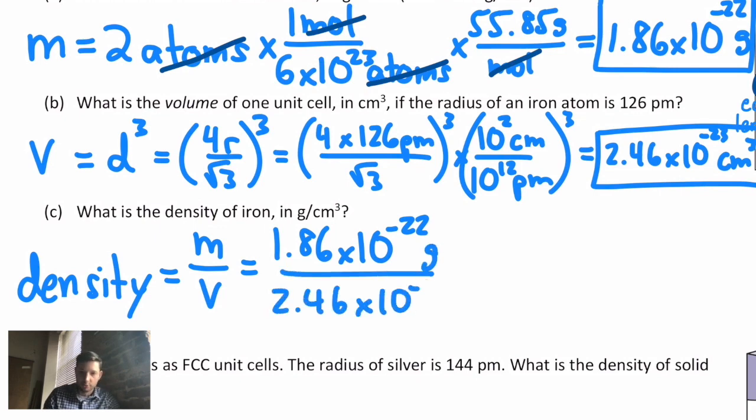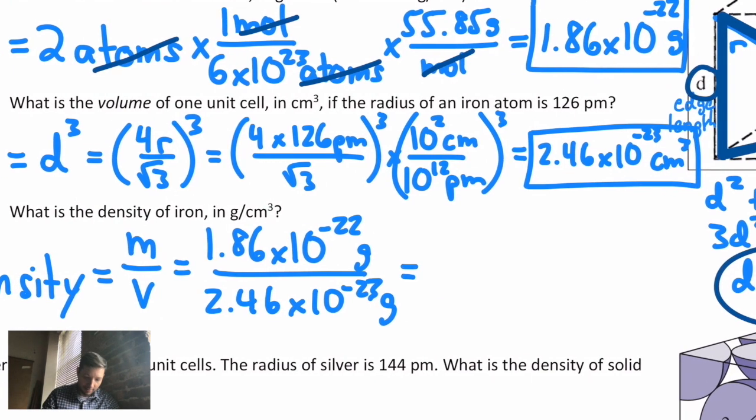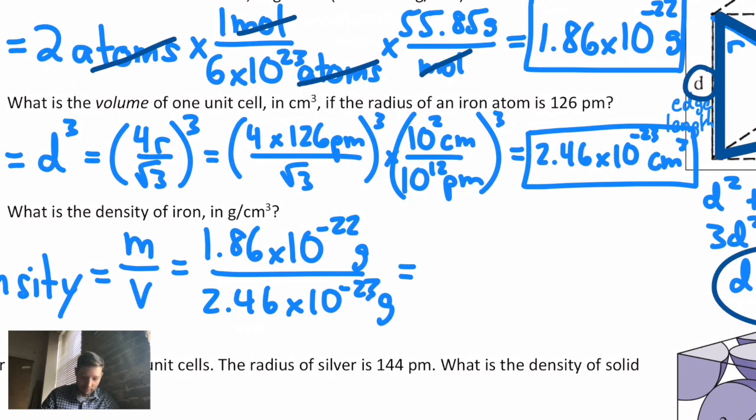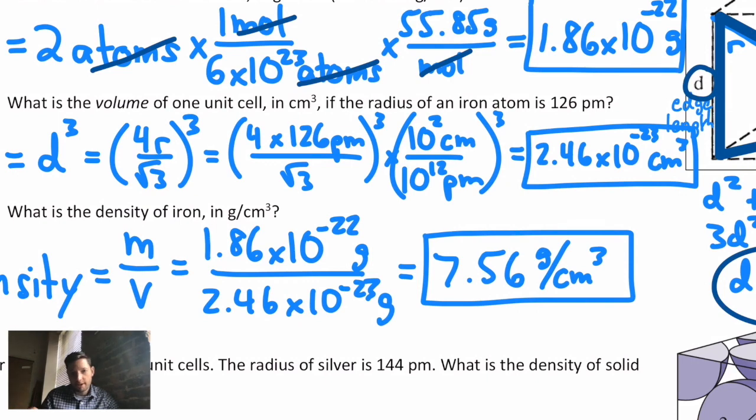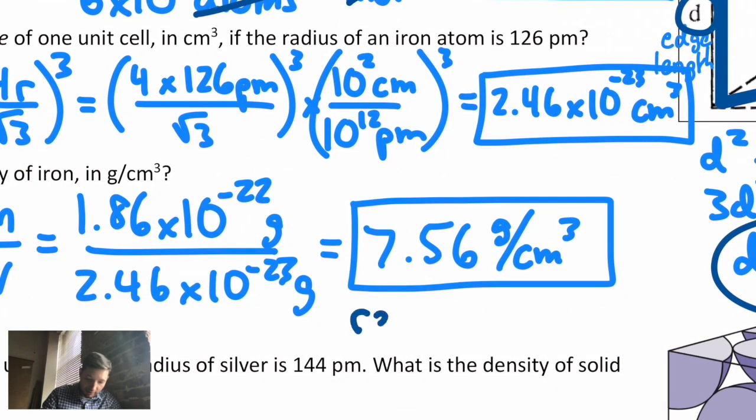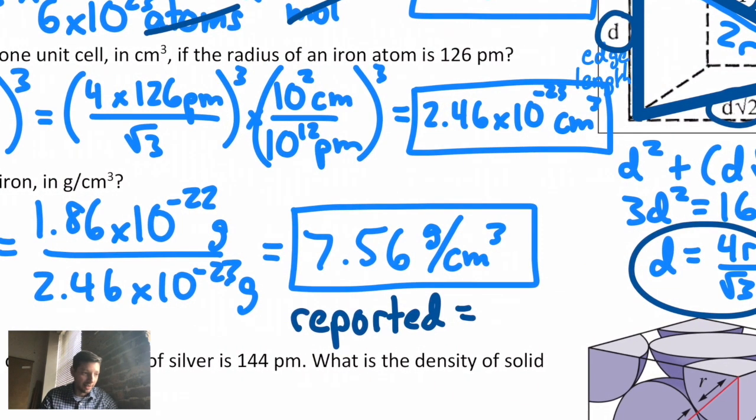And I can tell I'm going to get a reasonable number. These very small numbers divided by each other give something in the regular tens or ones base. I get 7.56 grams per cubic centimeter once you substitute and solve. You can look up in a table what the reported density of iron is, even though it exists in different crystal structures, to get a rough approximation. One table from your textbook tells me that it's 7.86 grams per cubic centimeter.